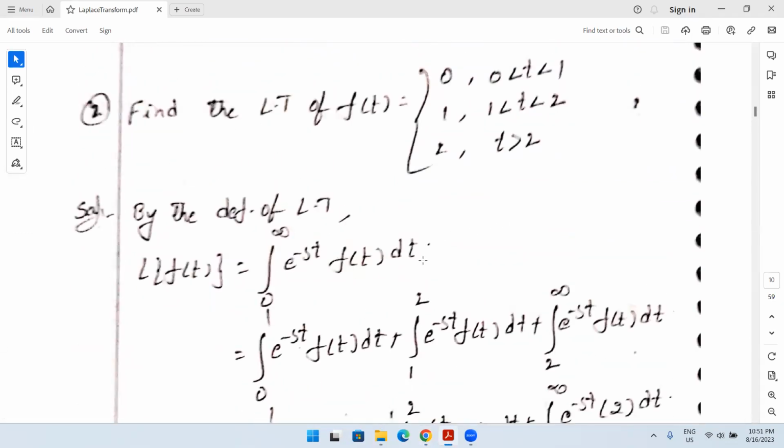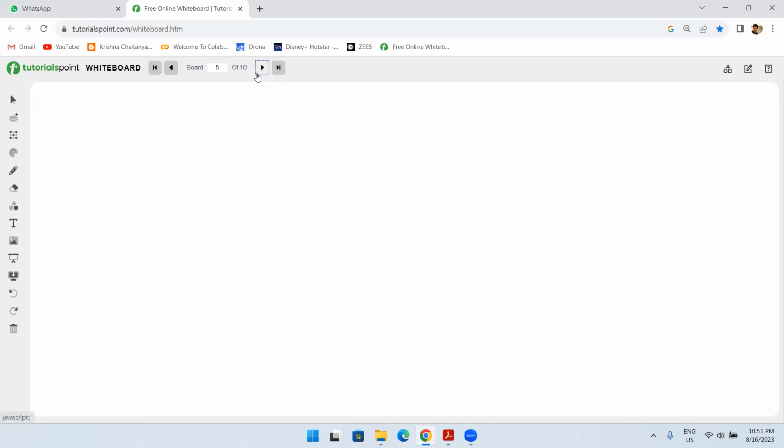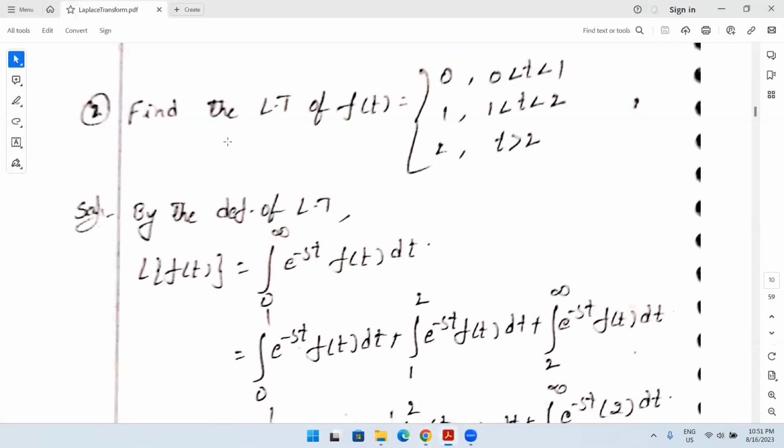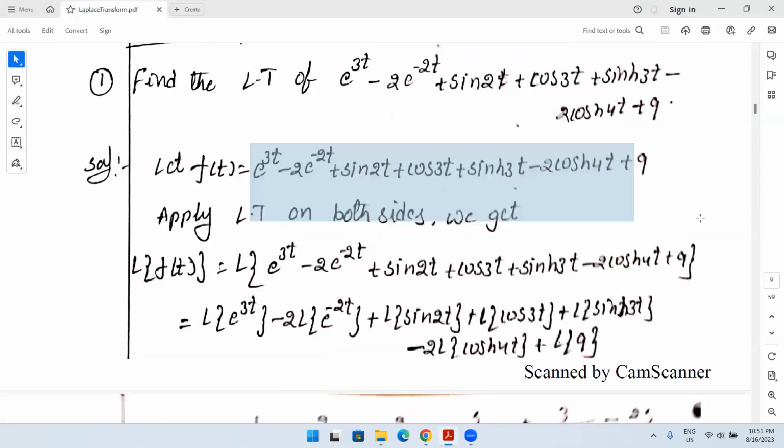Now let us see the sufficient conditions. What are the sufficient conditions? The first one is piecewise continuous, or sectionally continuous. Another one is exponential order. We shall see problems related to piecewise continuous and exponential order. The second problem is on piecewise continuous functions. Whenever it is a predefined function like this, we apply the formula directly.